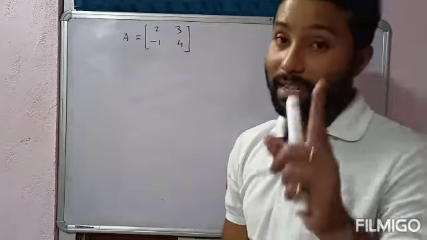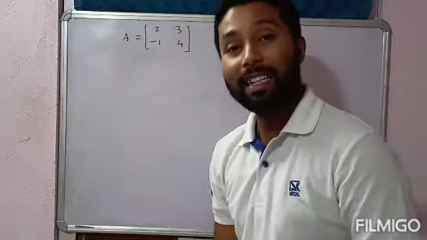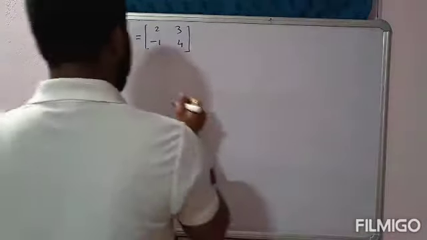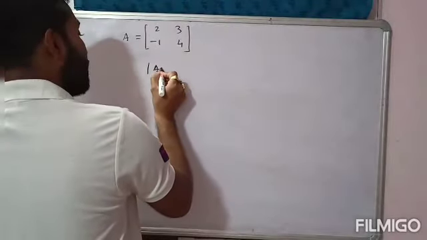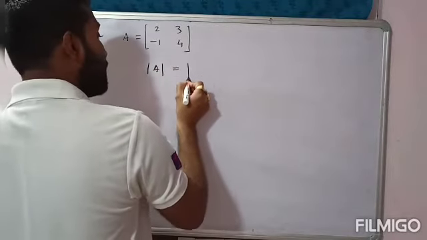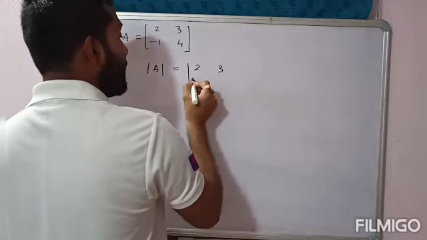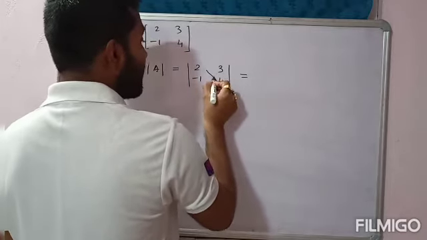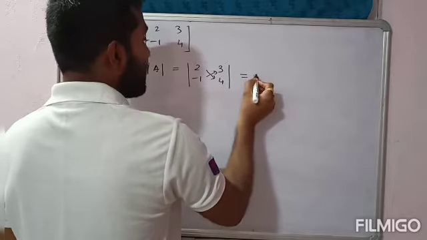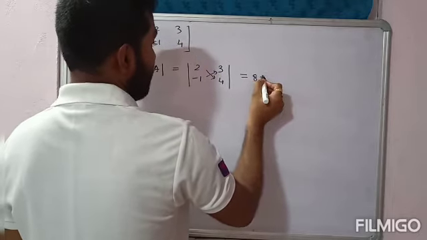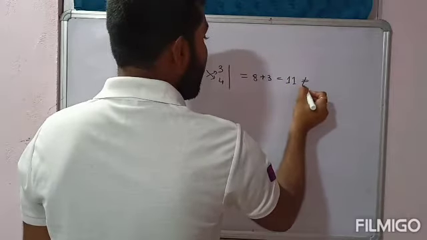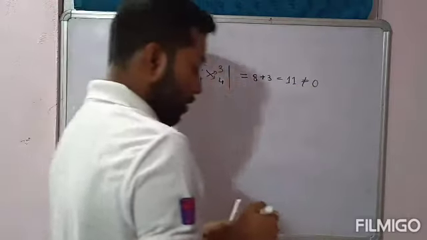लेकिन इनवर्स फाइंड आउट करने के लिए पहले ये स्क्वायर मैट्रिक्स से क्या चेक करना पड़ेगा? Whether the given matrix is singular or non-singular. So let us find first the determinant of A. So determinant of A is equal to determinant of [2, 3; -1, 4]. Expand it and check whether it is singular or non-singular. That is 8 plus 3, which is equal to 11. Yes, 11. So determinant of A is not equal to 0.